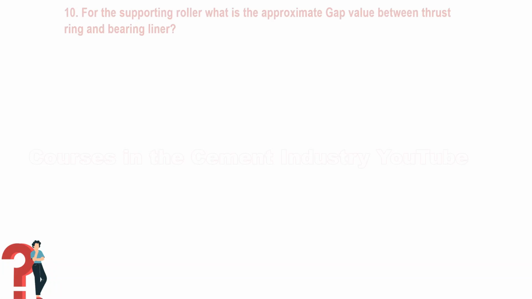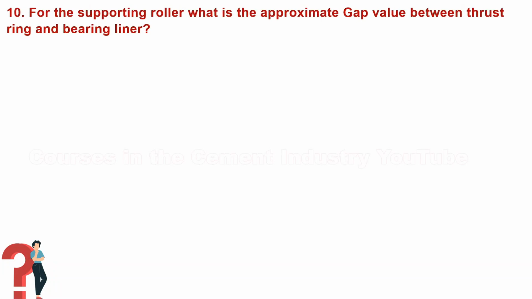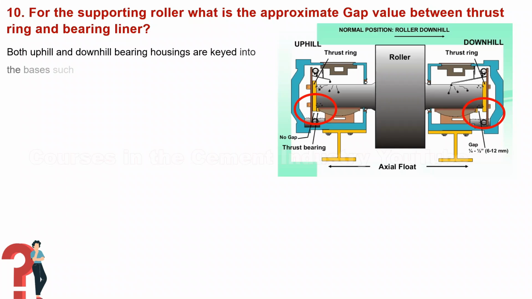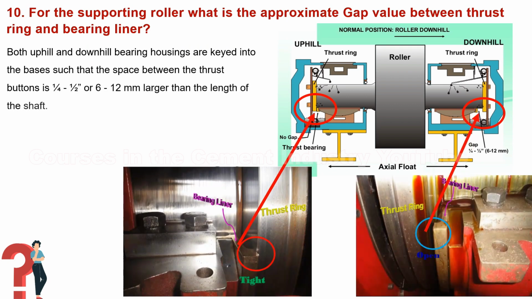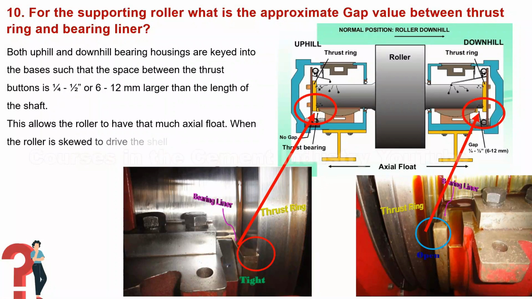Question 10. For the supporting roller, what is the approximate gap value between thrust ring and bearing liner? Answer. Both uphill and downhill bearing housings are keyed into the bases such that the space between the thrust buttons is 6 to 12 mm larger than the length of the shaft. This allows the roller to have that much axial float. When the roller is skewed to drive the shell slightly uphill, its reaction is to slide downhill.